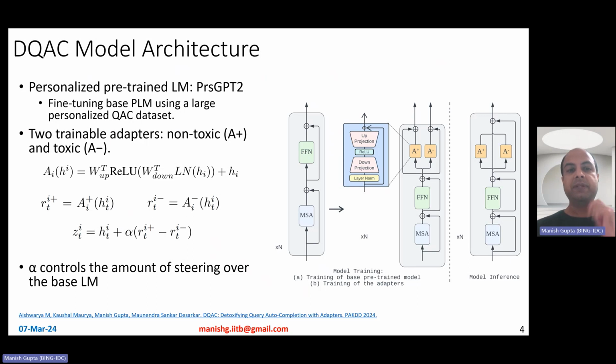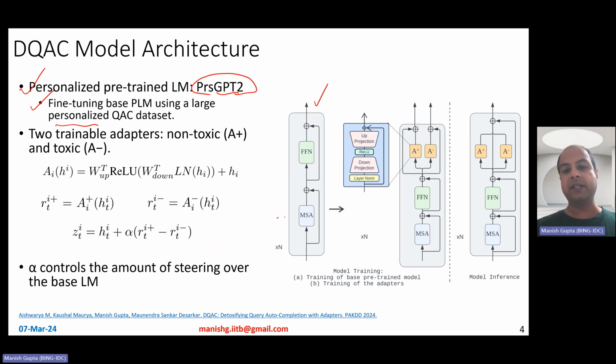Okay. So we depend on GPT-2 as our base model. Therefore, our model is a transformer decoder model, and therefore it can be used for generation purposes. We start with a pre-trained GPT-2 model, and then fine-tune the base pre-trained GPT-2 model using a large personalized query auto-suggest dataset. By personalized, we just mean that it can take session information also as input, besides taking only the current query. Okay. So we fine-tune this model using a large personalized query auto-suggestion dataset, and we'll call this model personalized GPT-2.